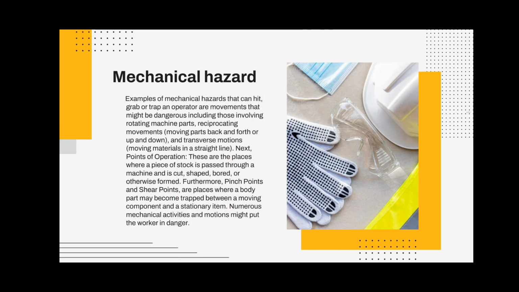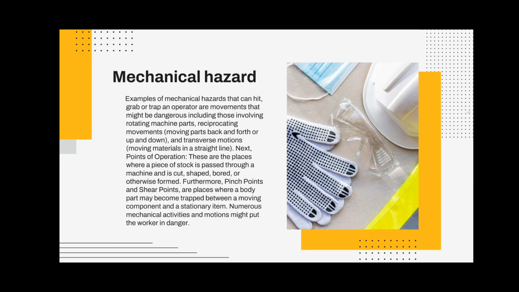The last one is mechanical hazard, which is drilling. Examples of mechanical hazards that can hit, grab or trap an operator are movements that might be dangerous, including those involving rotating machine parts, reciprocating movement, which is moving parts back and forth or up and down, and transverse motion, which is moving material in a straight line.